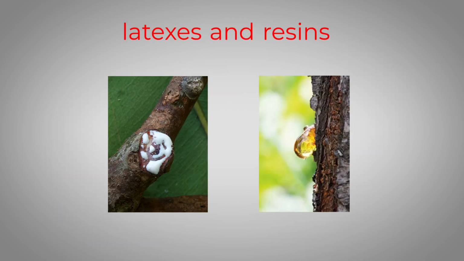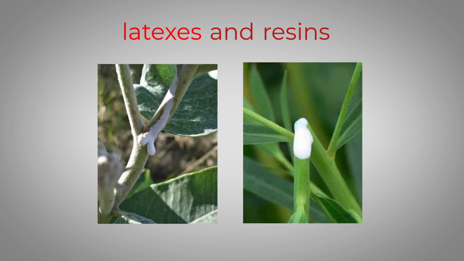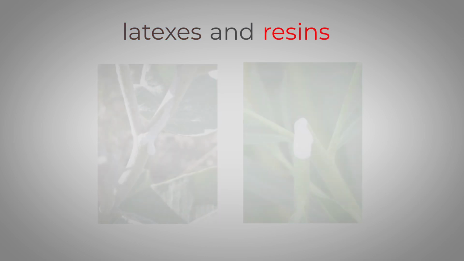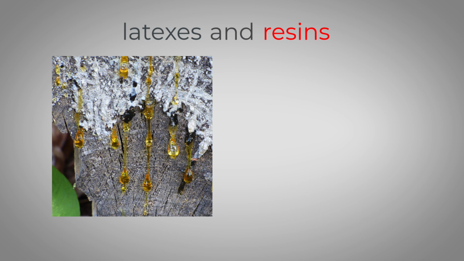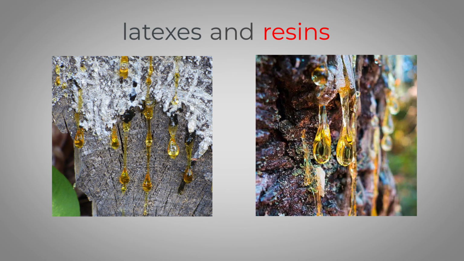Latexes and resins represent yet another fascinating group of quantitative defenses. Milkweeds and spurges produce latex, which is a sticky emulsion that gums up the herbivore's mouthparts, making it physically difficult for them to feed. Resins, commonly found in conifers, serve a similar function, trapping herbivores with their stickiness, while also delivering a chemical punch through toxic terpenoids.